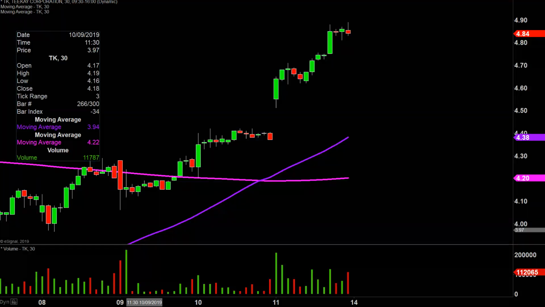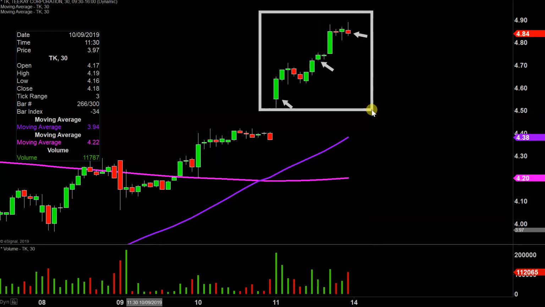Real quick, what do I mean by 30-minute in case maybe you're new to charts? Instead of each one of these candlesticks, as they're called, representing one day's worth of price action, which is what you would normally see, each one represents 30 minutes. So this here may look like several days' worth of time. It's actually today's price action broken down into 30-minute time slices. I like this time frame.